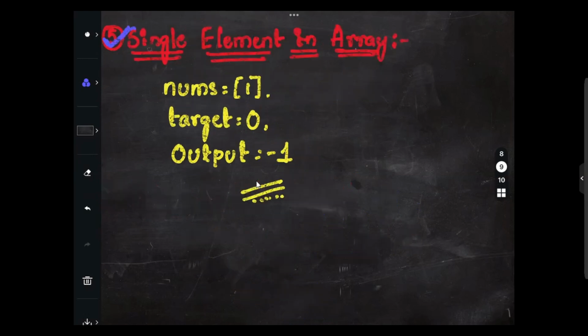Let's move on with the fifth edge case here, single element in the array. So we have only one element, that is nothing but 1. Target is 0. The element that we have in the nums array is 1. However we search here, whatever we do, we will not get the target element in the array because we have only one element, that is 1. But the target we have been given here is 0. In this case, we have to return -1 as output.